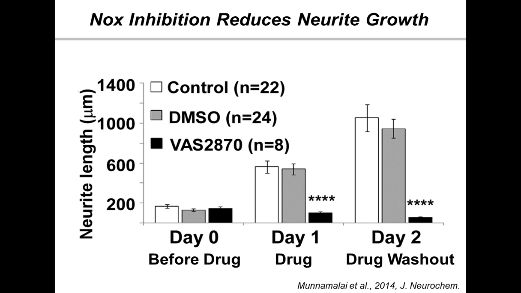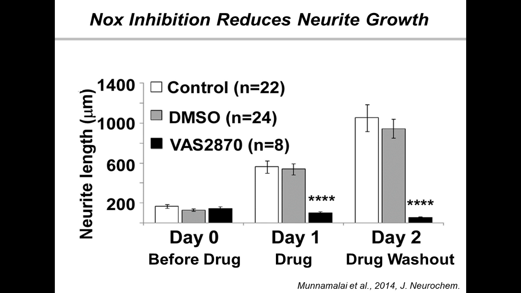And when we look at neurite growth, this is on the next slide, and here is quantified total neurite length per cell in 3 different conditions: medium control, DMSO vehicle control, and then the Nox inhibitor VAS-2870, in this case, 2 micromolar concentration treated for a day. So on day 0, before drug addition, the total neurite length per cell in these 3 groups are very similar. But then 1 day in drug, you can see from the black bar that the neurite length is significantly reduced compared to 2 control conditions.